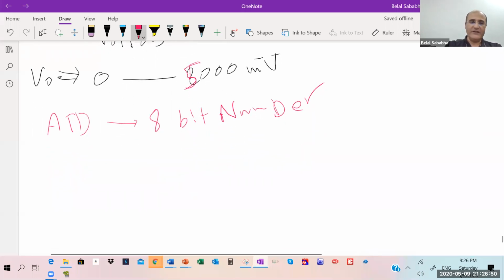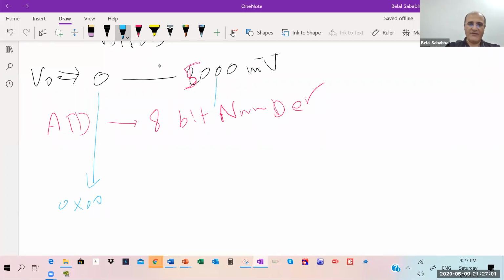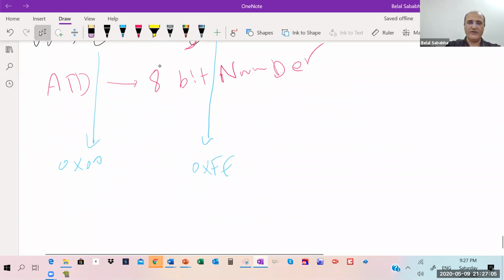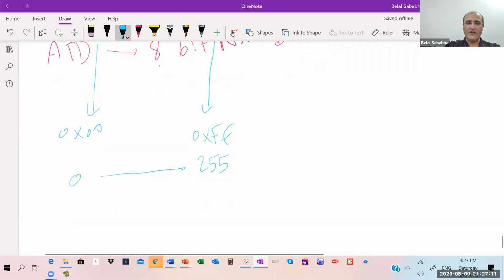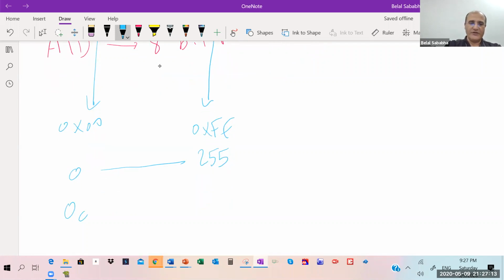Okay? This means that the 0 can be represented, let's write it in hex, okay, as 0x00. And the 5000 can be represented as 0xFF, or in decimal 255, and this one is 0. Right? So 0 Celsius is 0. 100 Celsius is 255.